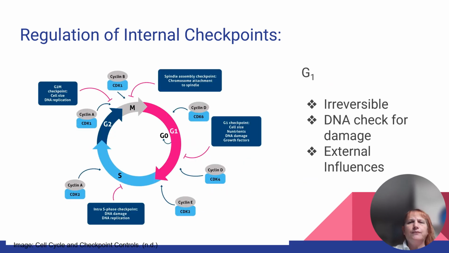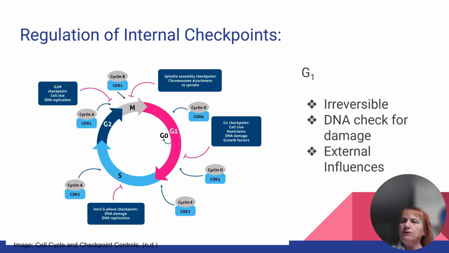G1 is irreversible. It does a DNA check for damage, and it has external influences. We do a little bit of diagramming here. Here's our G1. It looks at cell size, the nutrients, DNA damage, and growth factors. So at this checkpoint, the cell irreversibly commits to cell division. The external influences previously discussed, such as growth factors, play a huge role in moving the cell past G1.